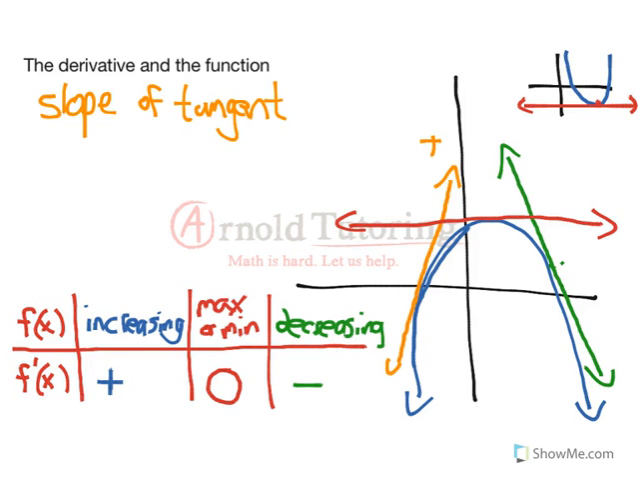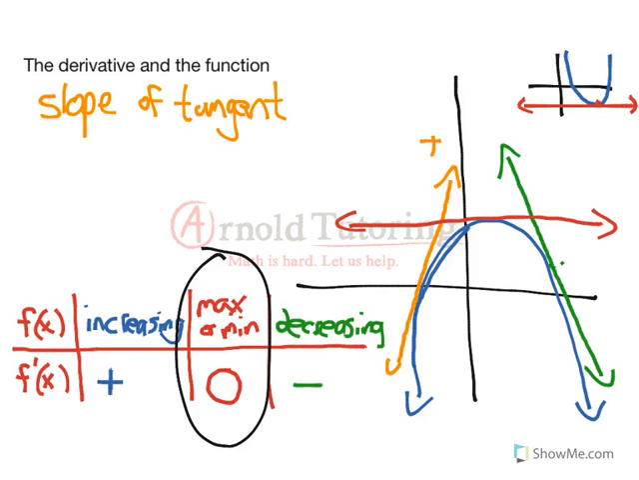And this right here is the most important part of the table. We're going to do many optimization problems. This will be huge for curve sketching. We need to know that if we are at a maximum or minimum on our curve, that means the derivative at that point is 0.